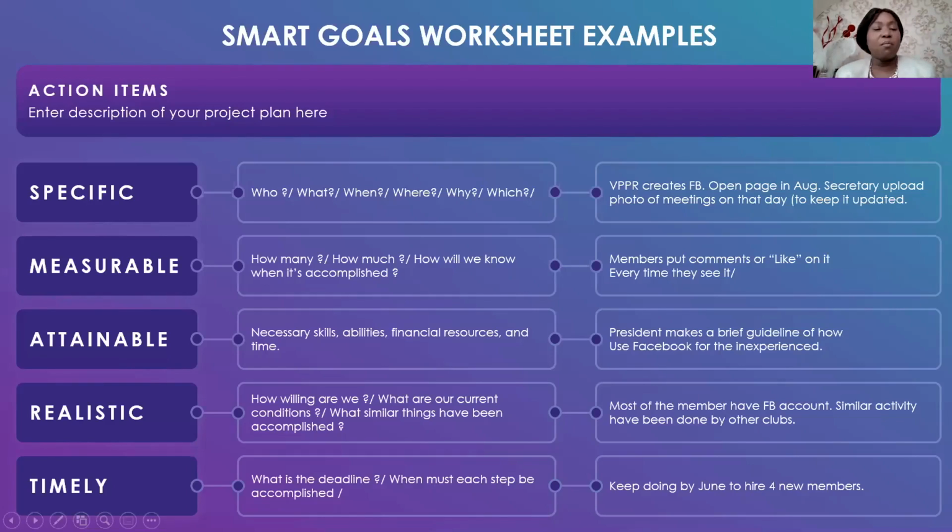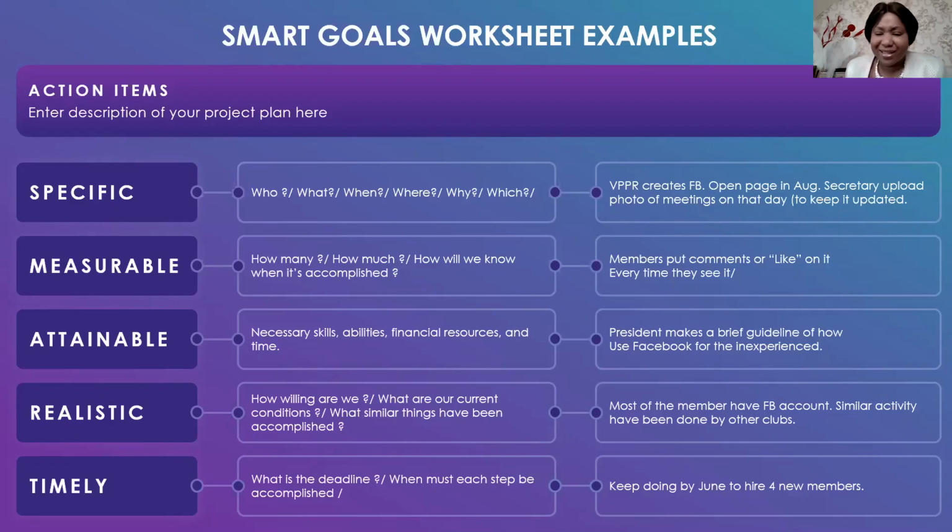Then in terms of measurable, quantitative data will help you, and tell me how many. And then you make sure it is achievable. You can actually achieve it. Make sure it is realistic. How willing are we to do this? What are our current conditions? Do we have the money to run this Facebook page? Do we have the skills for it? What similar things have we ever done that we know we can actually succeed at?